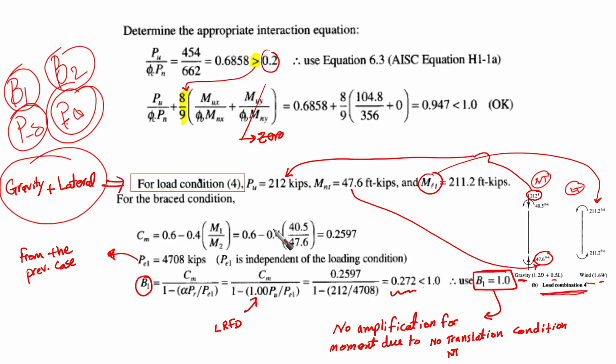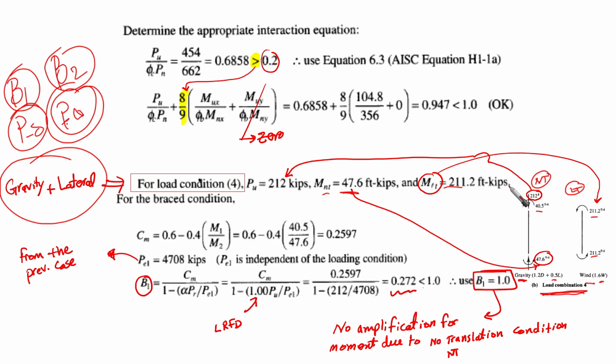P ultimate here is 212, right? MNT, no translational, the maximum one. We're going to take the maximum. We have 40.5 and we have 47 point something, so 47.6 here. M lateral translational, it should be the maximum if we have different values, or one of them if they are the same. It is 212. So everything is given for us.